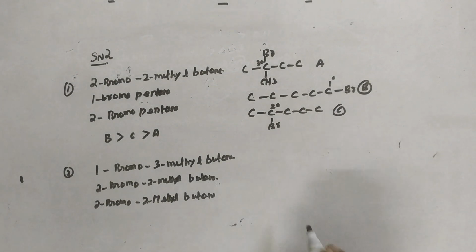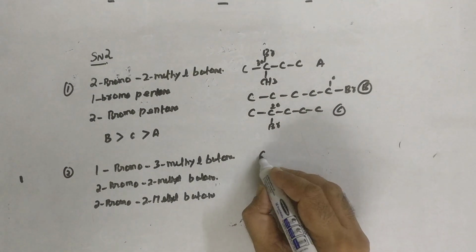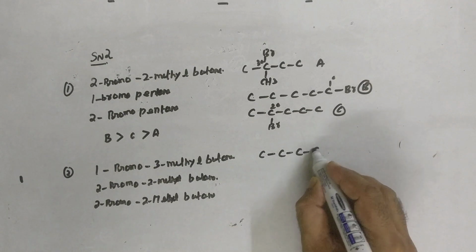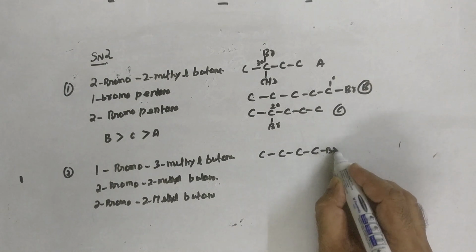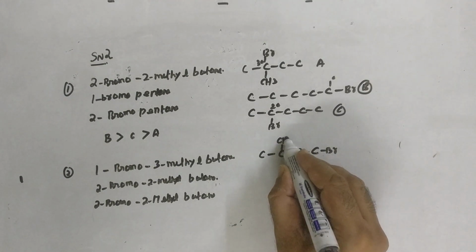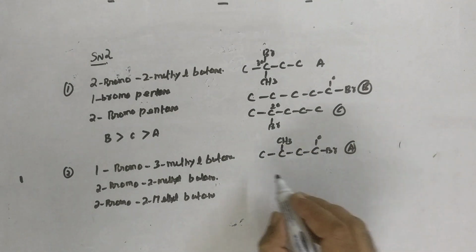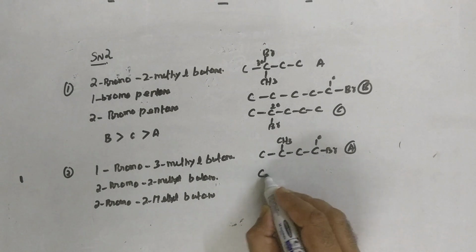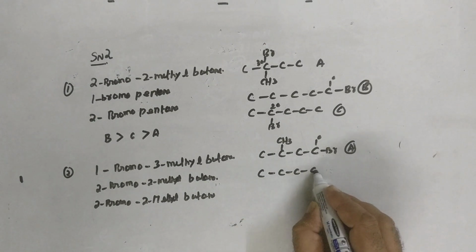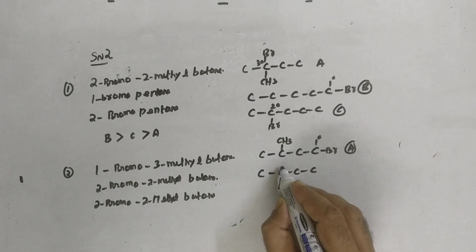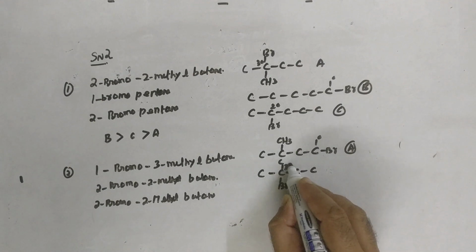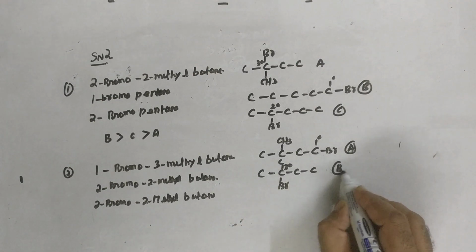Please draw the structure. 1-bromo, 3-methyl butane, 4 carbon. Okay, one position Br, third position methyl, no problem. Mark it, primary halide, let it be A for apple. Next one is 2-bromo, 2-methyl butane. Okay, this will come out to be tertiary. This is tertiary. This is B for boy.